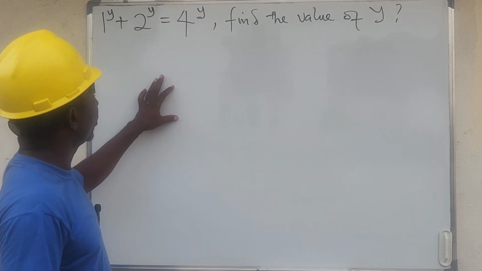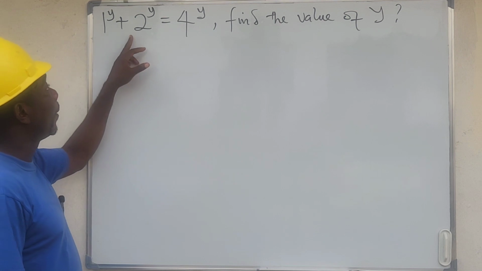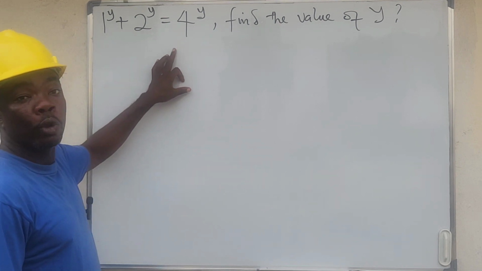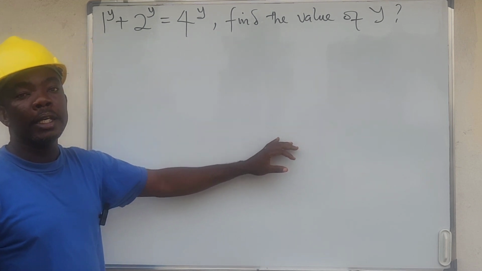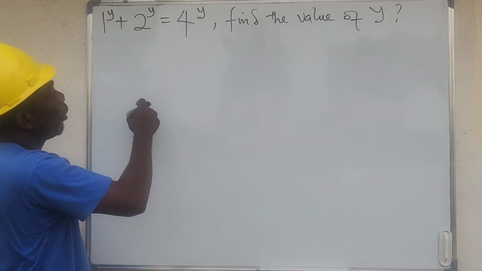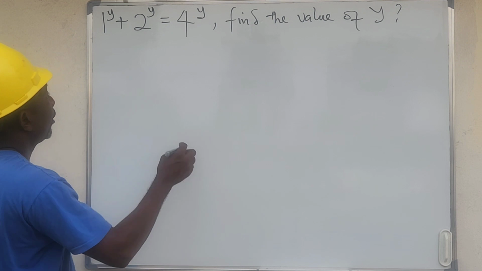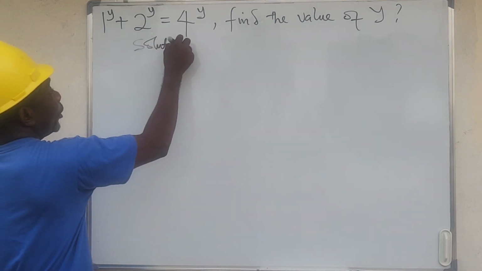Today, we are looking at this question. It says 1 raised to the power of y plus 2 raised to the power of y equals 4 raised to the power of y. Find the value of y. In this case, we are going to find the value of y. So, we have here the solution.